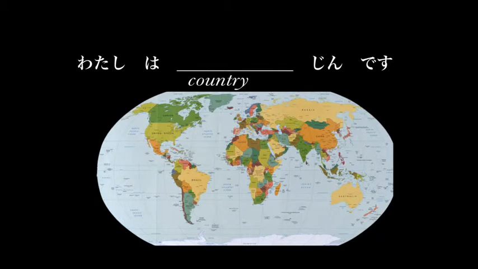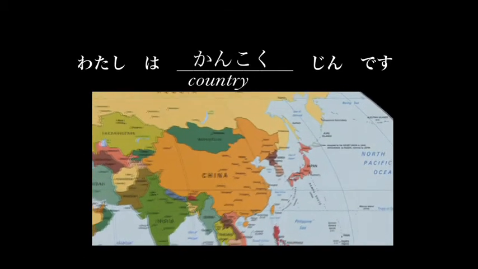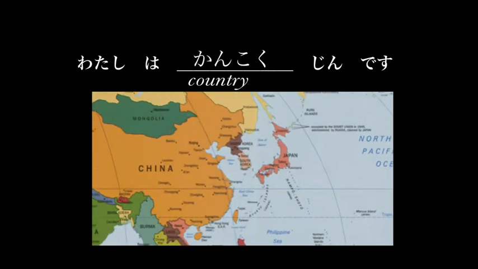The third country which has a traditional name which Japanese people write in hiragana is Kankoku. Kankoku, being Korea. So if you wanted to say I am Korean, you would say Watashi wa Kankokujin desu. I'm Korean.